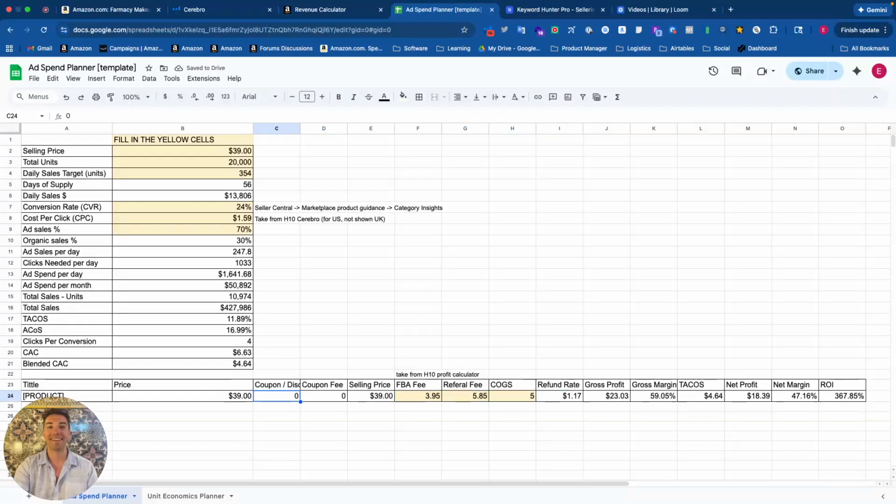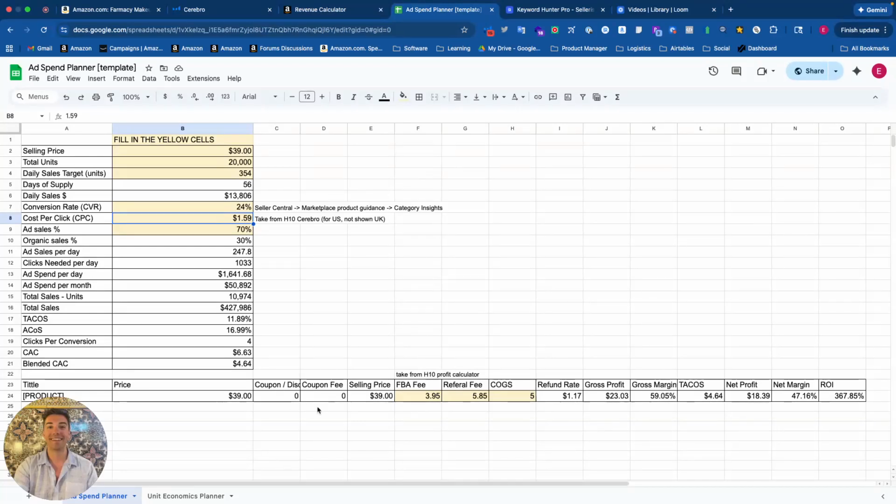Right. And now in this calculator, I've included coupon fees, coupon discounts, a refund rate, which I assume is 3%, the TACoS, which is based on the conversion rate and the CPC and the percent of ad sales. So Amazon adds their cost per click. You pay for every click that you get. So in order to know what your estimated cost will be, you need to know your conversion rate, how many clicks you expect you need to get a sale, and then what the cost per click is going to be. Cerebro and Solarize are both tools that help you get that data.